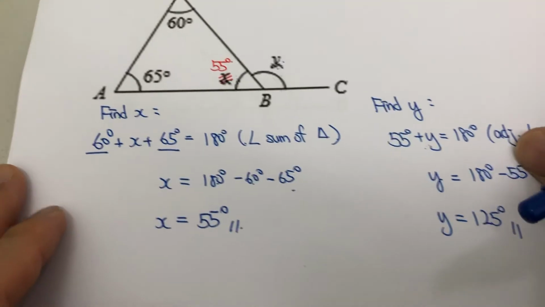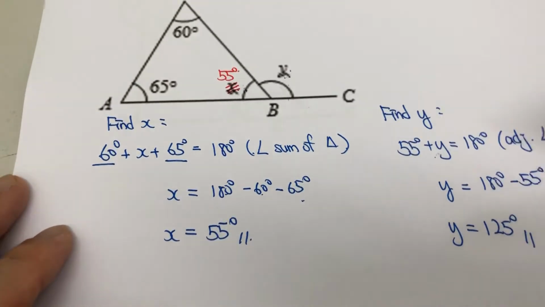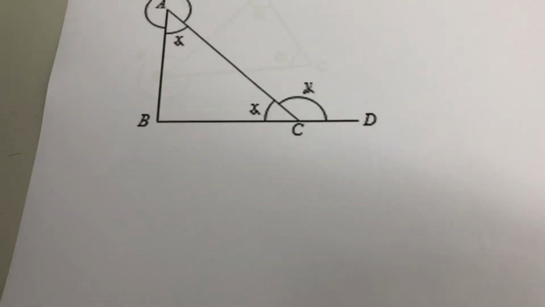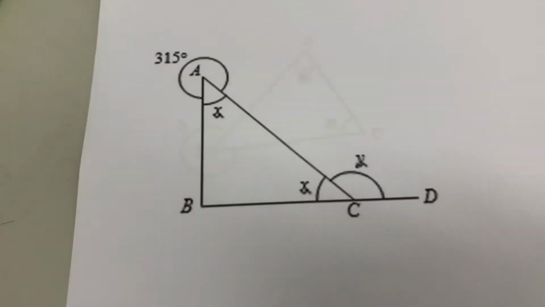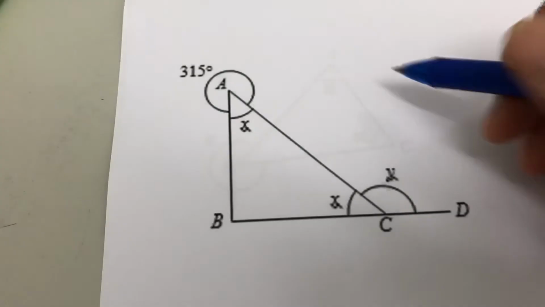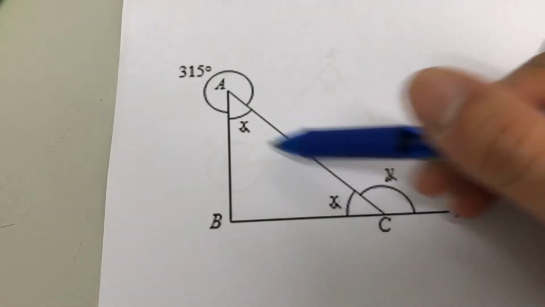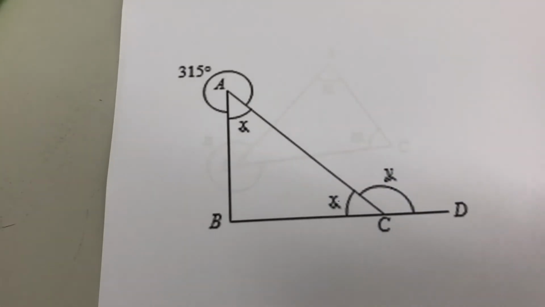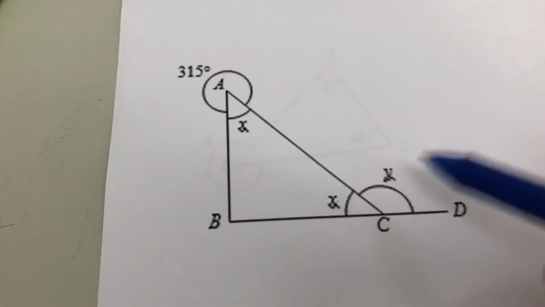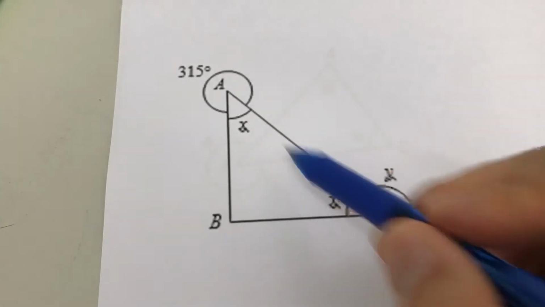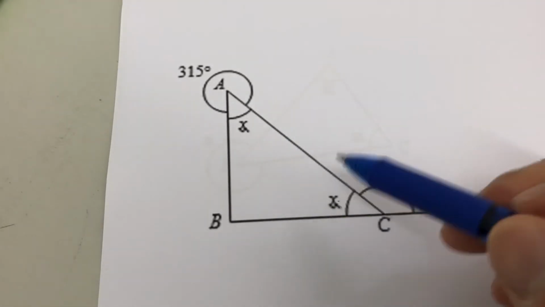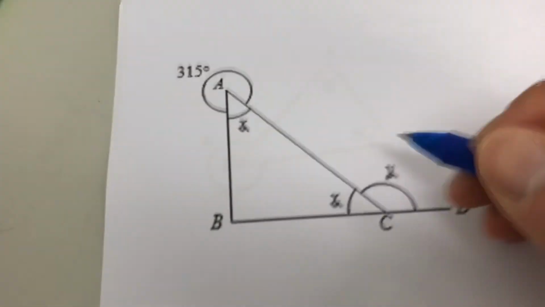Let's do the last one. Now, let's look at this diagram. We have x, we have y. Again, there are two unknowns. Which goes first? Yes, we should try to find x first because we have to follow the order x and then y, right? So let's try to find x.